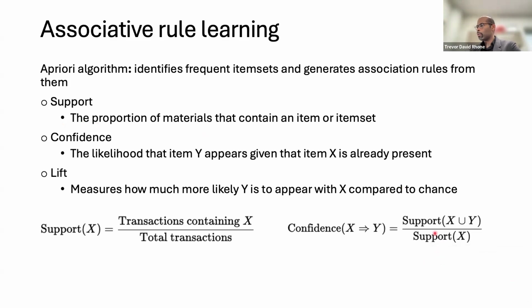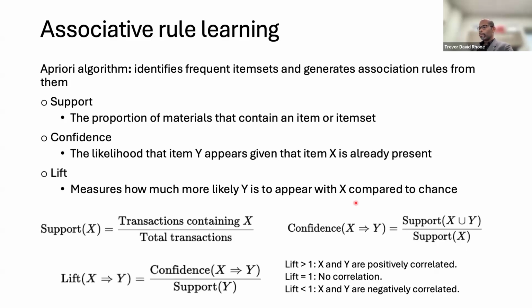So support is the fraction of times you see X in the data. Confidence is the support for X and Y showing up at the same time divided by the support for X. And lift is confidence over support. And how do you interpret that? If the lift is greater than 1, X and Y are positively correlated. If it's 1, there's no correlation. If it's less than 1, then X and Y are negatively correlated.